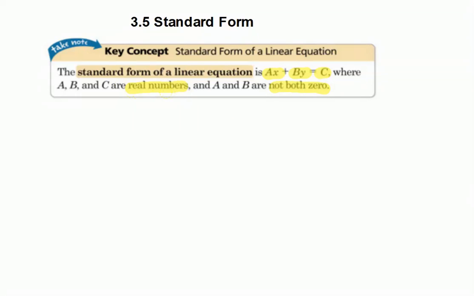When they mean real numbers, A, B, and C cannot be a fraction. And also A and B cannot be 0, and also A cannot be negative. So when we're solving, the value of A has to be a positive number. We'll show how to get rid of that if that comes up.